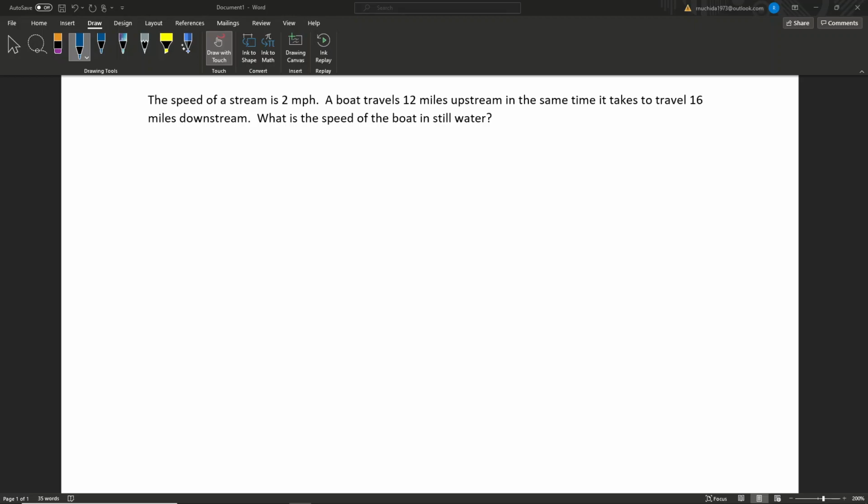The speed of a stream is 2 miles per hour. A boat travels 12 miles upstream in the same time it takes to travel 16 miles downstream. What is the speed of the boat in still water?